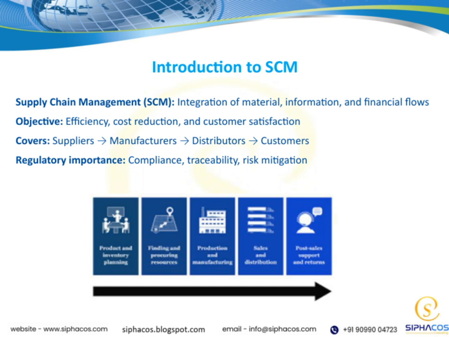It's also important to recognize the regulatory side of things. Compliance with laws and standards is critical, especially when it comes to traceability, being able to track products throughout the supply chain, and risk mitigation, which helps us avoid disruptions and ensure safety and quality at every step. Understanding these elements helps us see how interconnected and vital effective supply chain management is for overall business success.